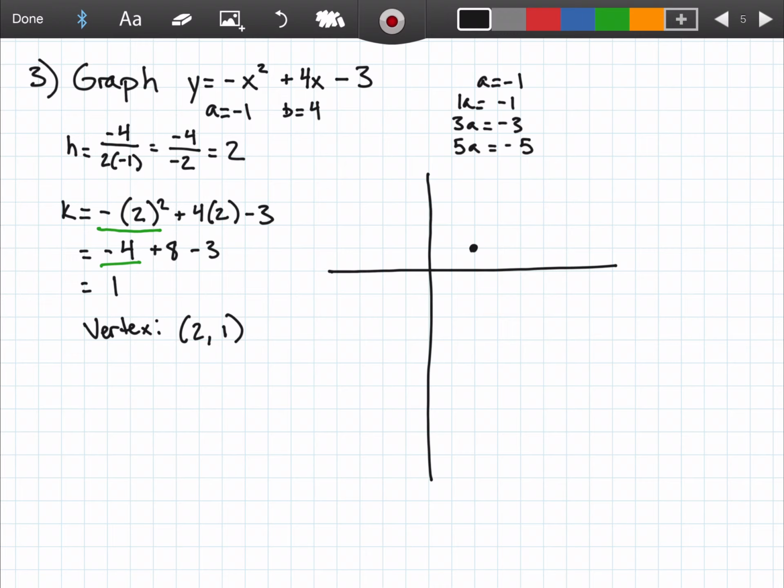And now my growth rate, I just go over 1, down 1, over 1, down 3, over 1, down 5. And I do the same on the other side. And that's how we graph quadratics.